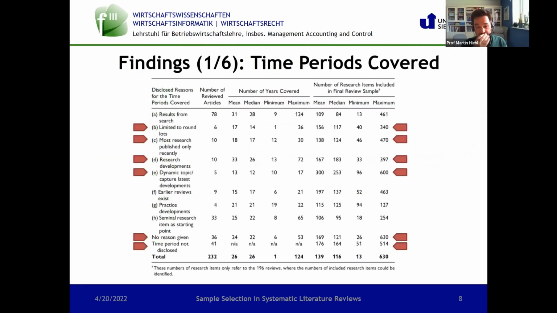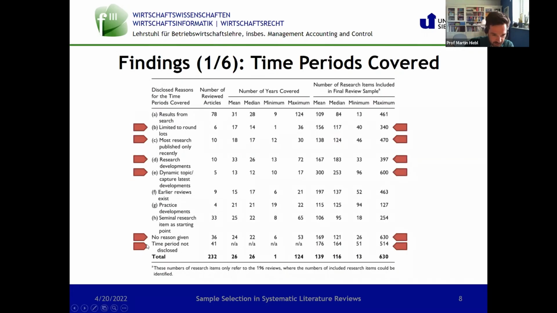So first, we looked into some non-content related inclusion and exclusion criteria. And the first of these criteria is the time period covered. As I mentioned before, as an open question for review papers, you can select which time frame you want to cover in your review sample. And there are several choices you can make here. And interestingly, quite some papers didn't actually disclose.